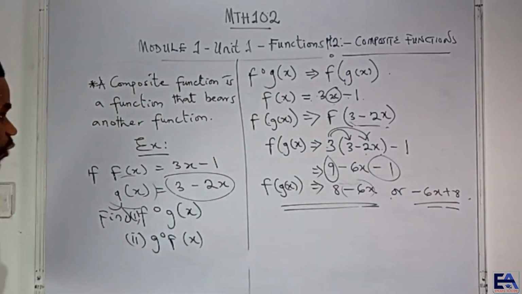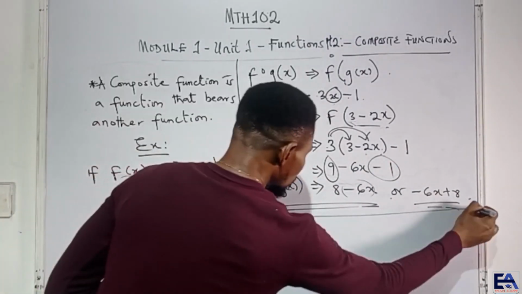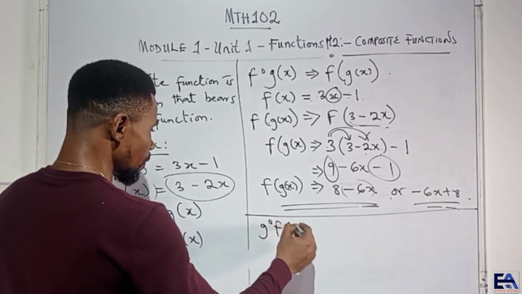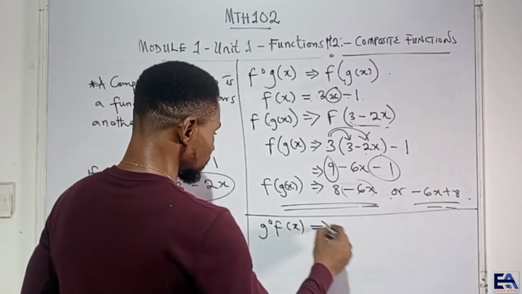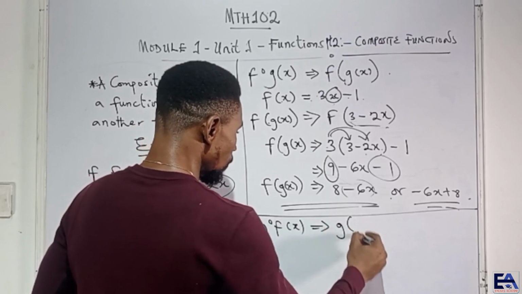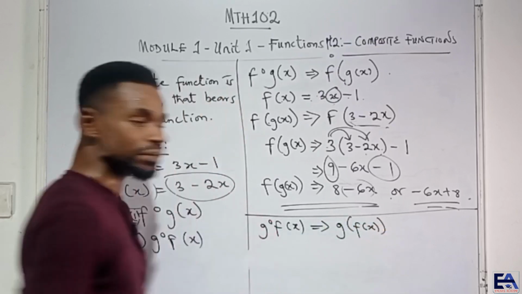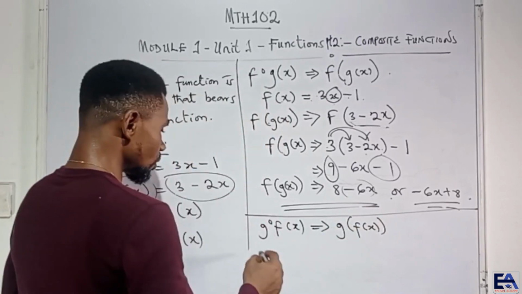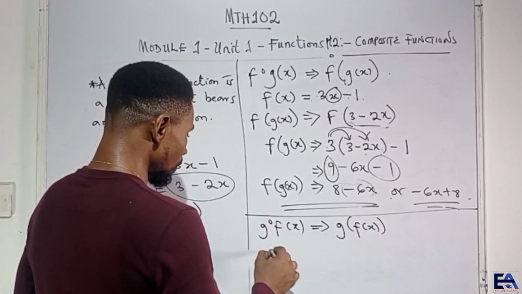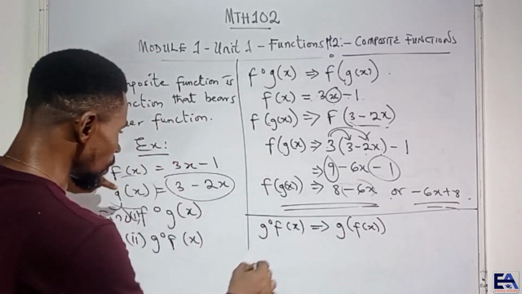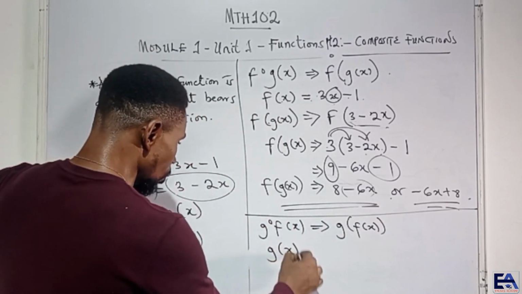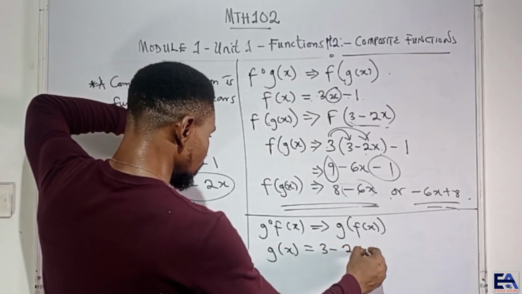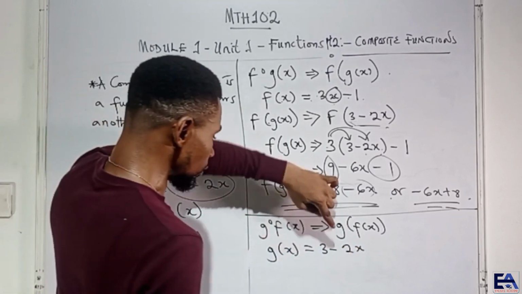All right, now let's quickly check the second one. The second one says g circle f of x. G circle f of x simply means g of f of x. That's what it means. You get it? So if you're looking for g of f of x, we are going to have the g of x on its own. Originally, g of x is 3 minus 2x.